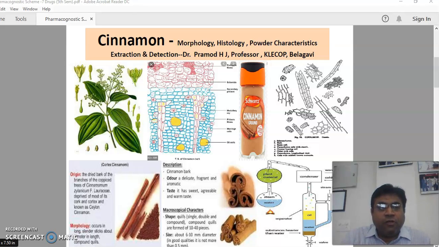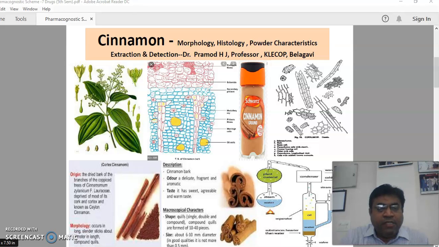There are different varieties also, that is cinnamon, cassia cinnamon as well as Ceylon cinnamon. Basically it is the bark, and it has a very good fragrant, delicate and aromatic odor. The taste of this cinnamon bark is sweet and agreeable with a warm taste. The origin is the dried bark of the branches of the copious trees of Cinnamomum zeylanicum, belonging to the family Lauraceae.